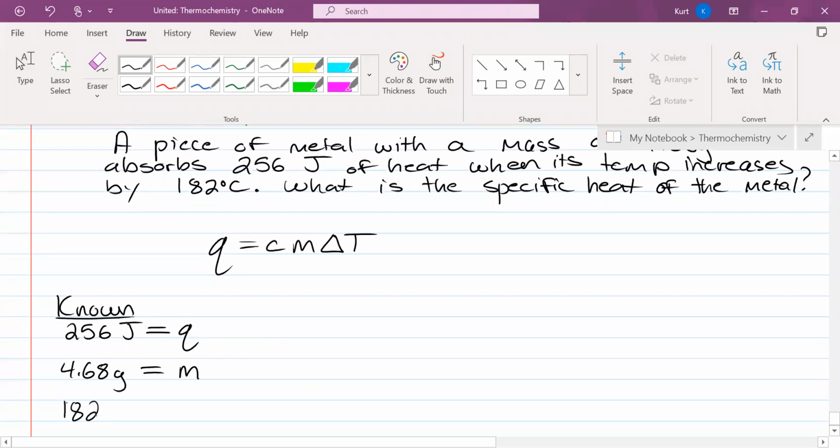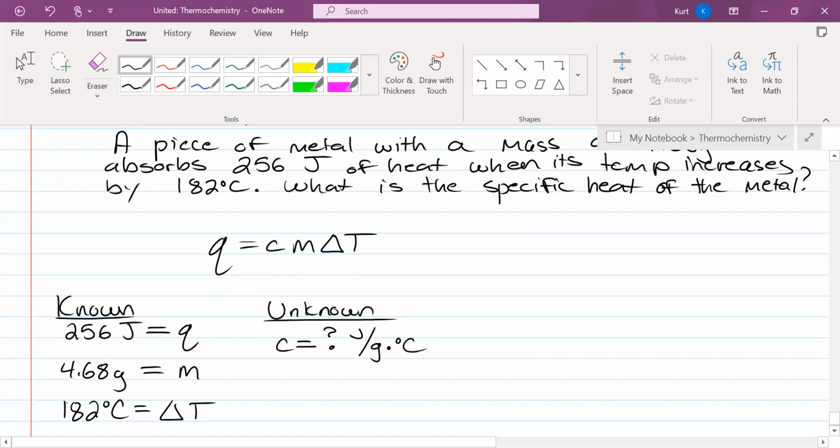Is it the temperature or the change in temperature? Yeah, it says it increases by that much. So that's going to be delta T. So what is our unknown value here, Tim? C. What does C stand for? Specific heat. And it's going to be an unknown number of joules per gram per degree Celsius.